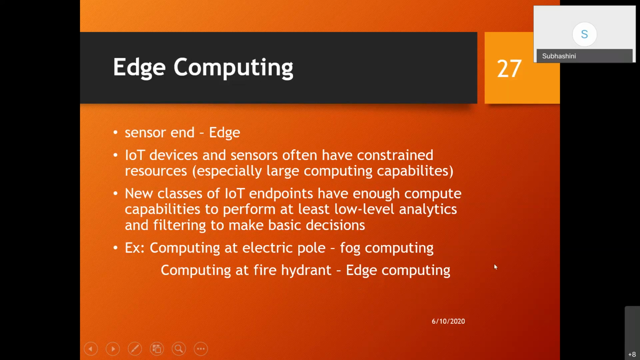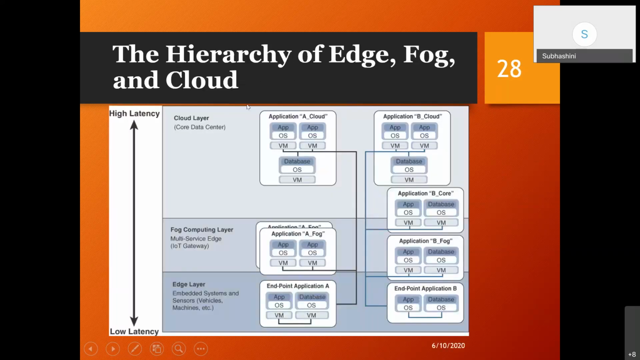Okay. These two examples, and here is the hierarchy of these three layers: edge, fog, and cloud. Please observe the topmost layer is the cloud layer. Between that you come with fog computing, and then the bottommost is nothing but your edge layer. So the edge layer is always close to the sensors or the devices or the things. Okay, this is nothing but the hierarchy of edge, fog, and cloud, how they are located.